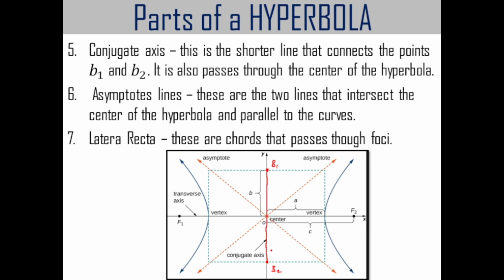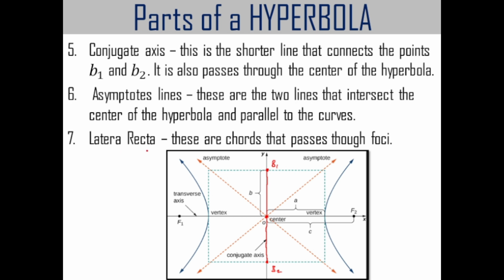Pang-anim, asymptote line. These are the lines or two lines that intersect the center. Kaya po, yung pinakagitna ng intersection ng dalawa ay nasa center and parallel to the curve. Pero hindi sila magmimit, ano? Hindi sila magmimit. Yan po yung ibig sabihin ng asymptote line. They will meet a center point at certain point, pero they will never intersect.